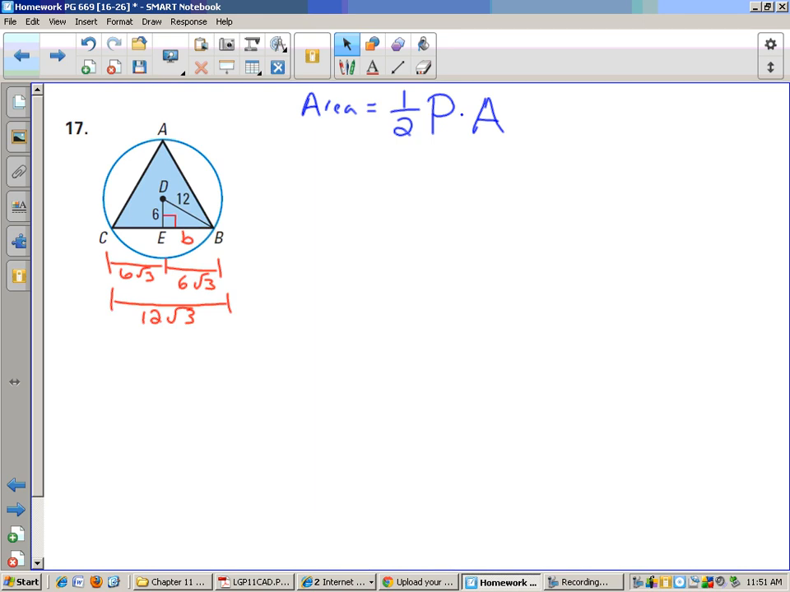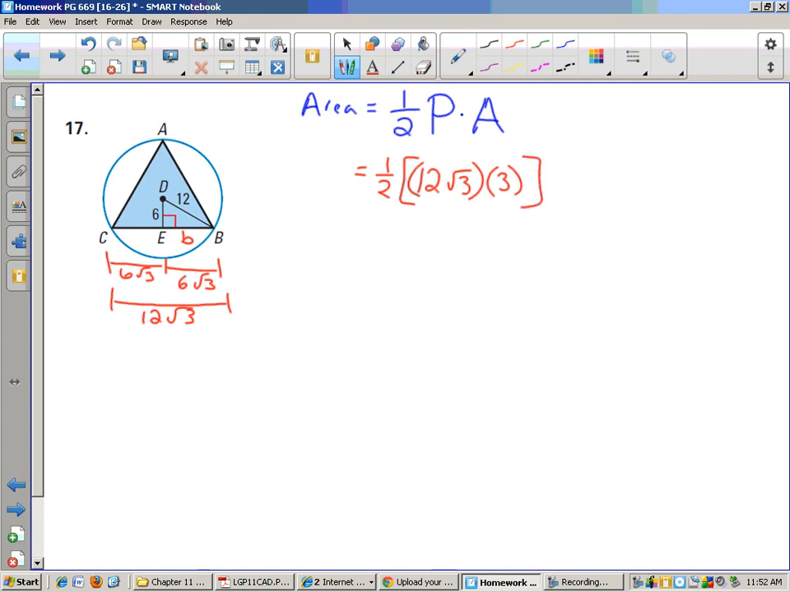So the perimeter is going to be 12 roots of 3, and how many of those sides are we going to need? 3 of them. And then the apothem, how long was the apothem in this shape? Yeah, the apothem was the distance from the center to the closest edge.